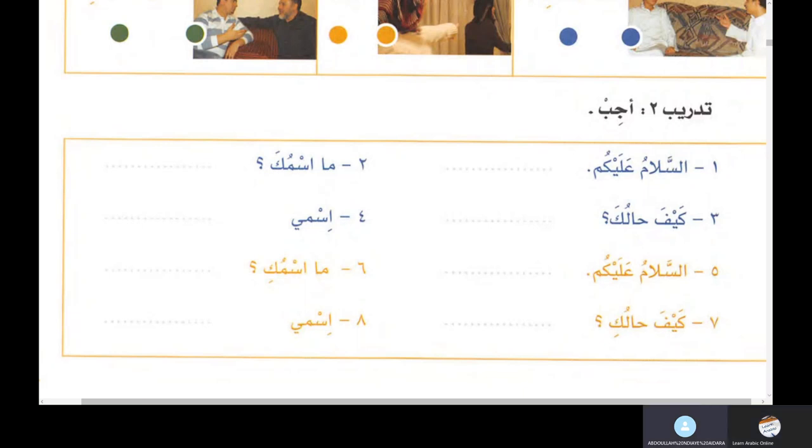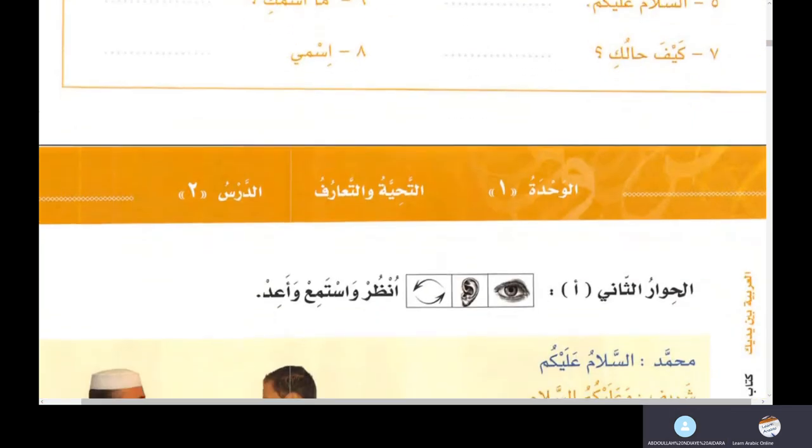Okay. Assalamu alaikum. Wa alaikum assalam. Masmuka? Masmuka? Ismi Saad. Wa masmuka? Ismi Abdullah Injay. Okay, next question. Kayfa haluka? Bikhairin walhamdulillah. Wa kayfa haluka anta? Bikhairin walhamdulillah.